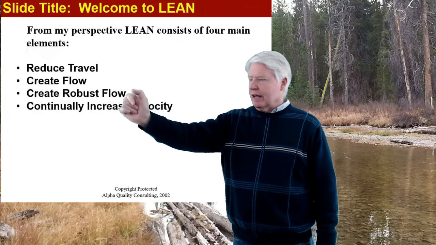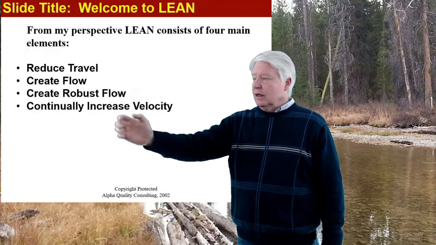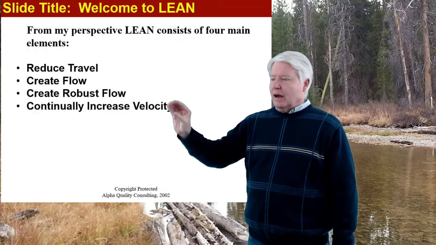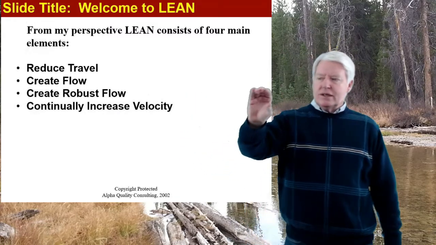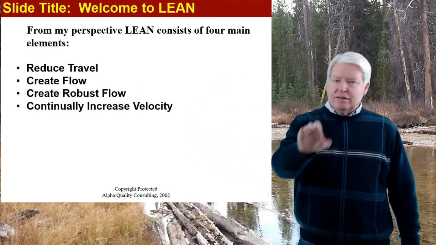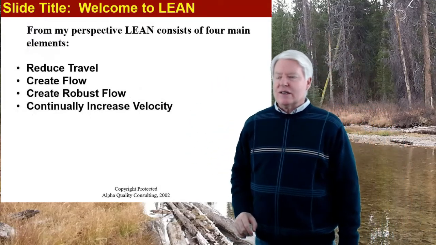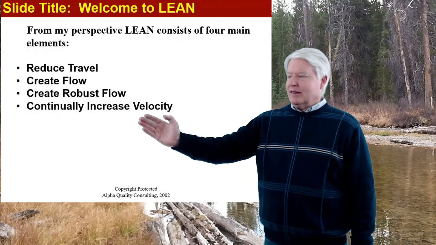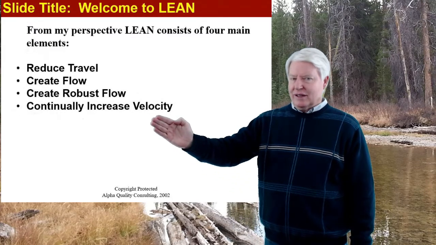You reduce travel, create flow, create robust flow, and then continually increase velocity over time. What does that mean? Now it not only flows, it never stops, but now it flows quickly. That's increasing velocity. And that's why they call it a LEAN journey, because it never ends. You're always trying to increase velocity.